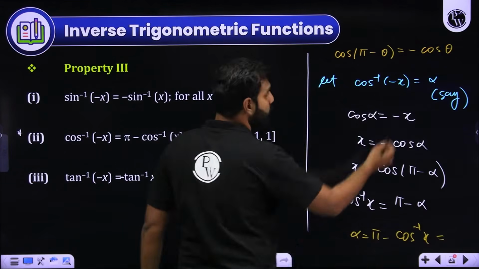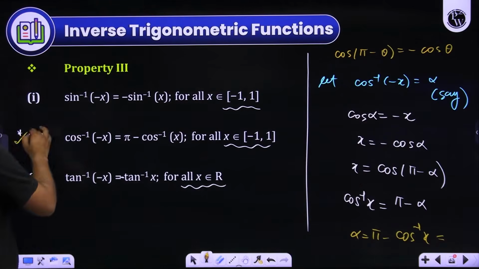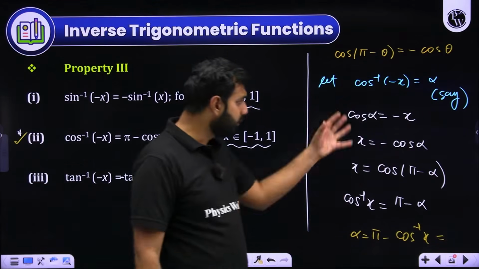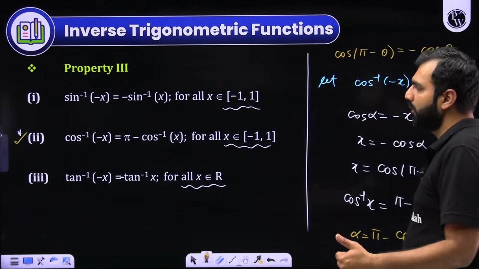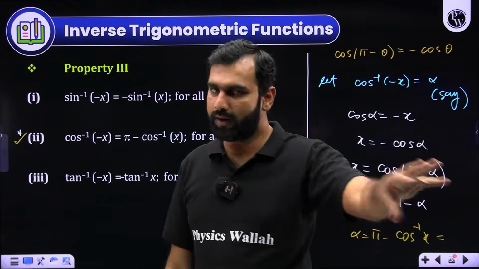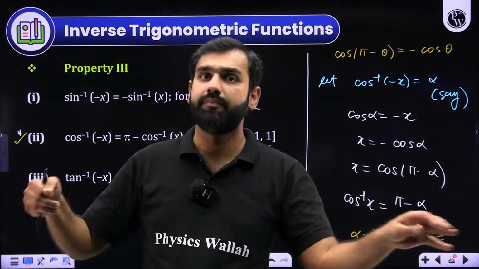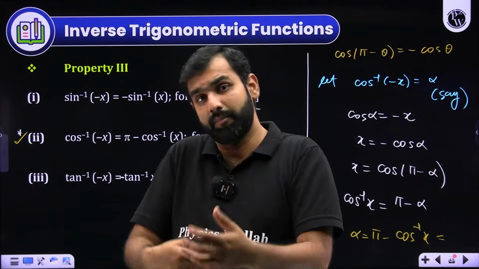What was alpha, students? Alpha was cos inverse of minus x. I think this is exactly what we have been able to prove. In the same fashion, you can prove all the other results as well. Don't worry or bother about that. The only thing you need to remember is that sine inverse, tan inverse, and cosec inverse fall under one category. Cos inverse, cot inverse, and sec inverse fall under another category most of the time.